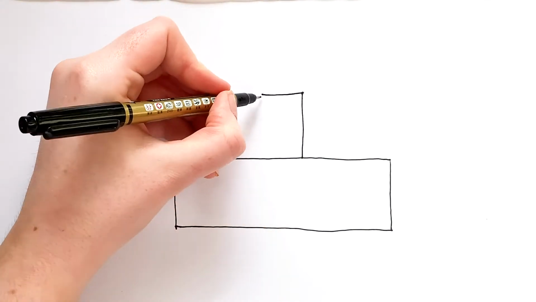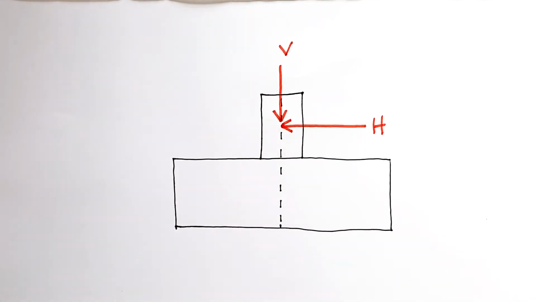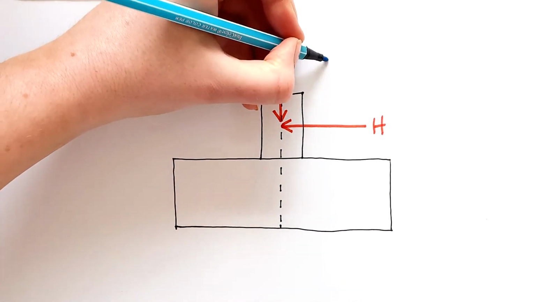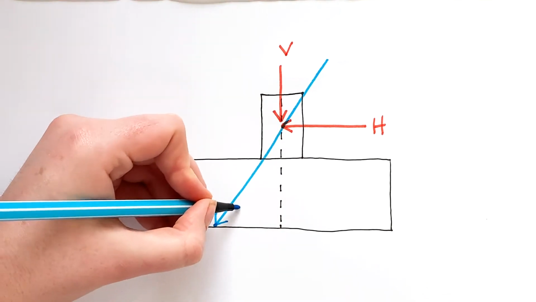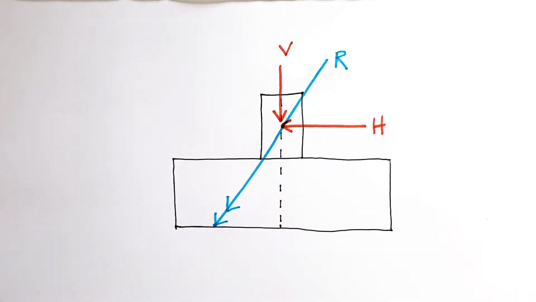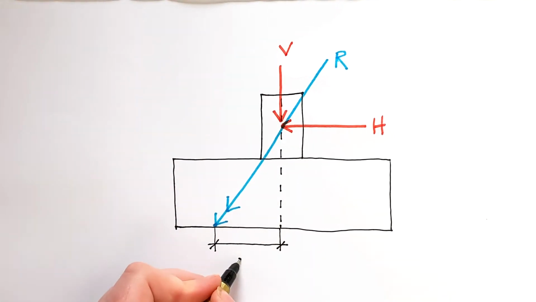The vertical and horizontal loads combine to give a resultant force which is inclined at some angle to the vertical. Hence, this inclined force will intersect the base of the foundation some distance away from the center line. This distance is known as the eccentricity, e.